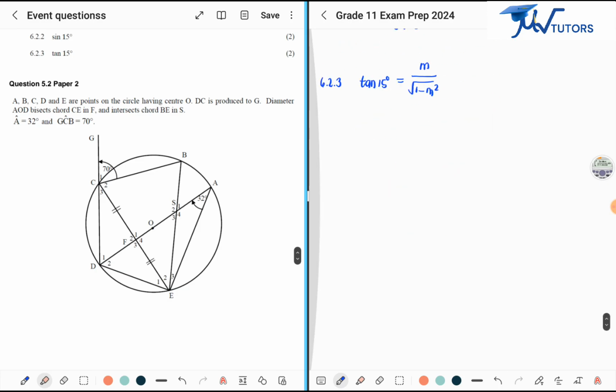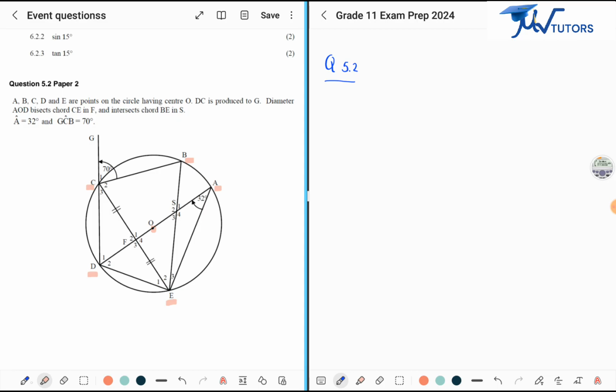And we did cover this on Saturday, but let's do it again. Okay, for those who didn't really understand Euclidean, let's give it another try. So we have question 5.2. Now it says A, B, C, D, E are points on the circle having center O. So we can see there's A, B, C, D, E, and they have a center O.